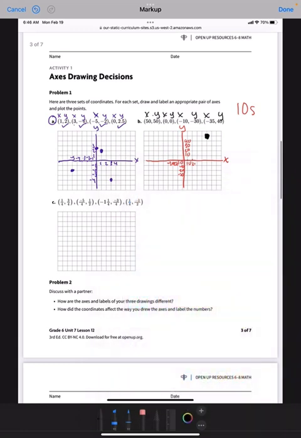Zero comma 0 is just 0. It's right at the starting point. Negative 10 comma negative 30. So negative 10 on X. So I'm going to go over to negative 10 here, go down to 30. So it should be right here.